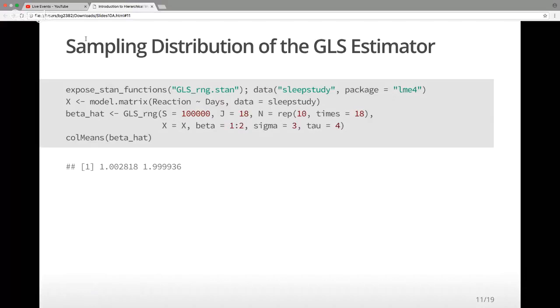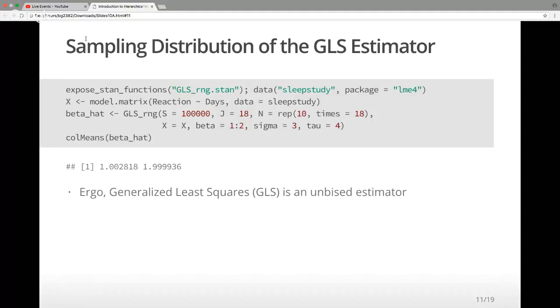We pass in X, we pass in a vector of coefficients, 1 and 2 for beta, 3 and 4 for sigma, expose this to Stan, estimate the expectation of the sampling distribution of our estimator for the coefficients, and it comes out very close to 1 and very close to 2 on average. So if we average down these 100,000 on each of these two columns, we have successfully gotten an unbiased estimator of the coefficients beta.